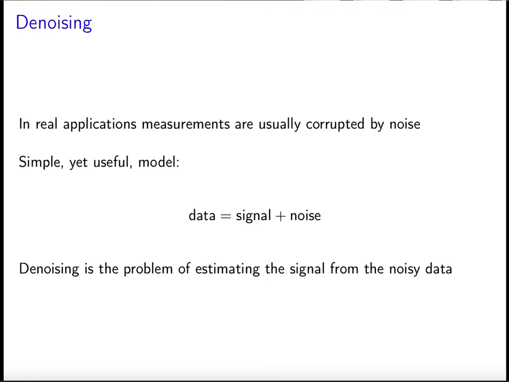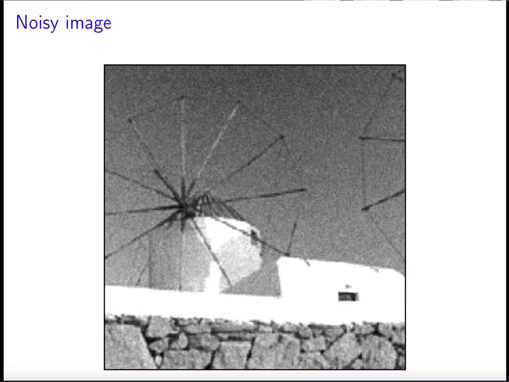A simple yet useful model is that we may have a signal that we're interested in, and then there's some additive noise that corrupts it. And the problem of denoising is the problem of estimating this signal from the noisy data. Noise is not always additive, this is important to point out, but additive noise is a useful, simple model to illustrate denoising techniques that are useful beyond it. So we're going to use it in this lecture.